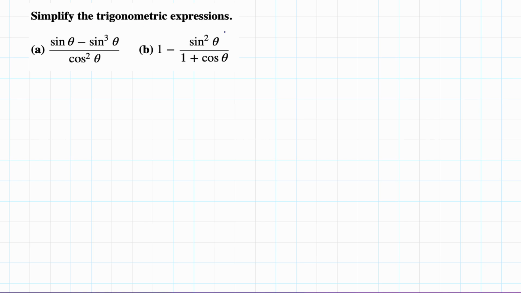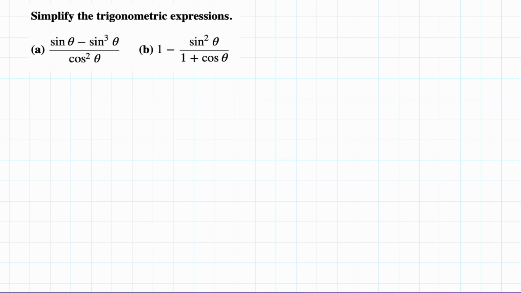By the trigonometric expressions. So we got two questions here. In part A, we got a fraction. Whenever we got a fraction, simplifying generally means we want to cancel something from the top and the bottom. The bottom is only cosine square theta, that's cosine theta times cosine theta. We can't do anything here.